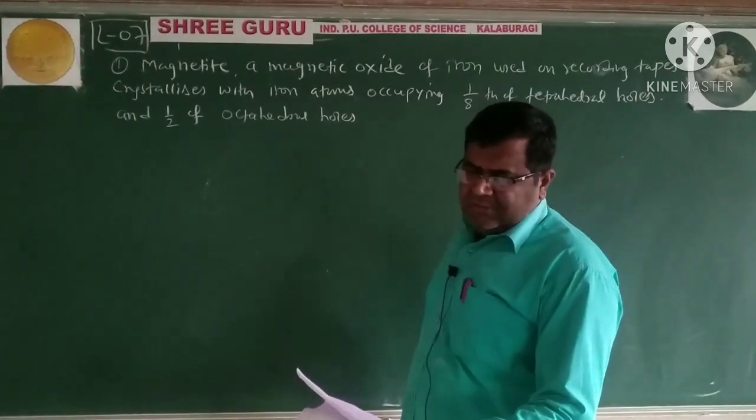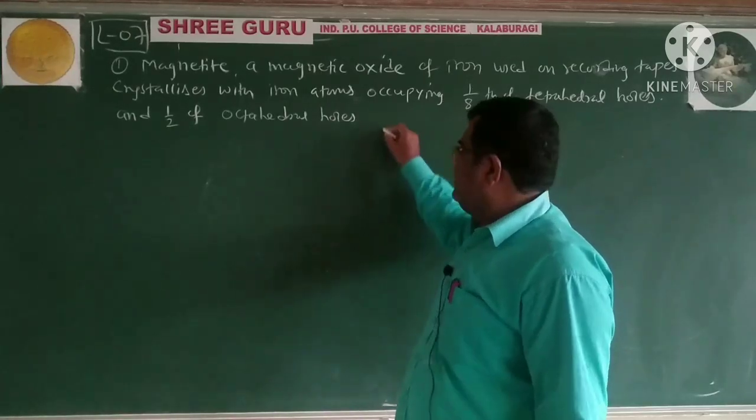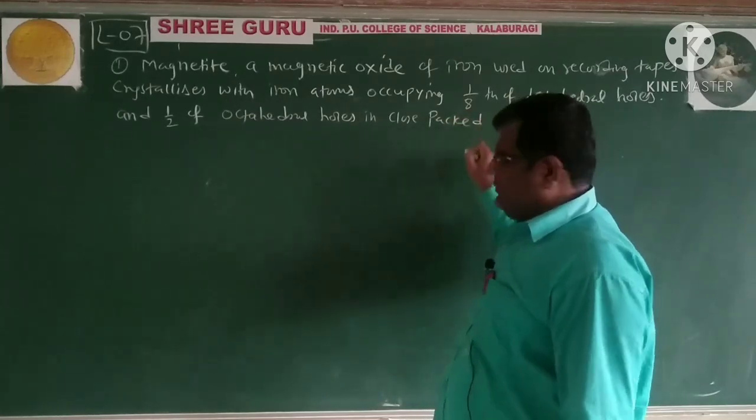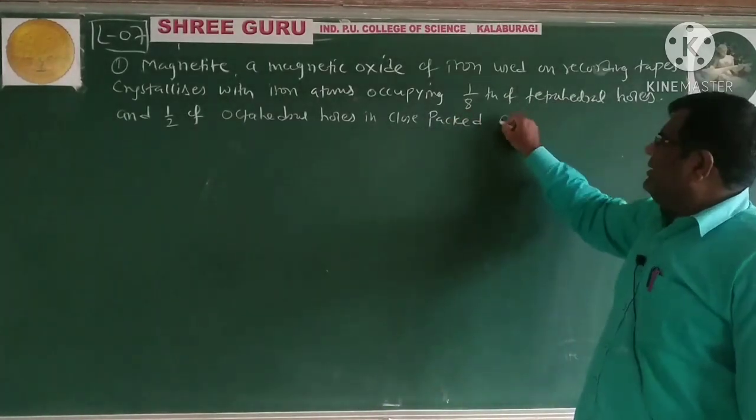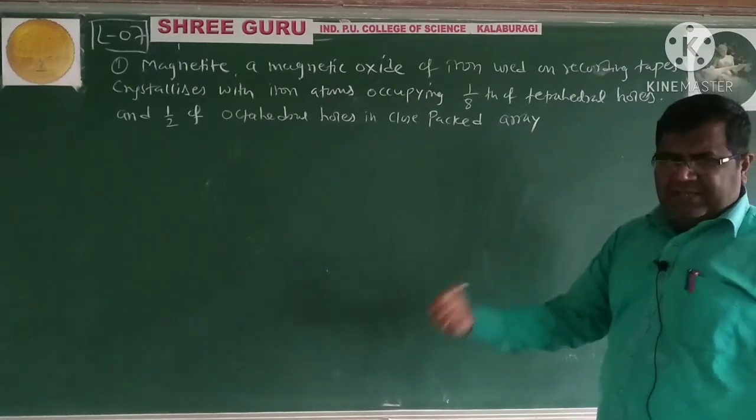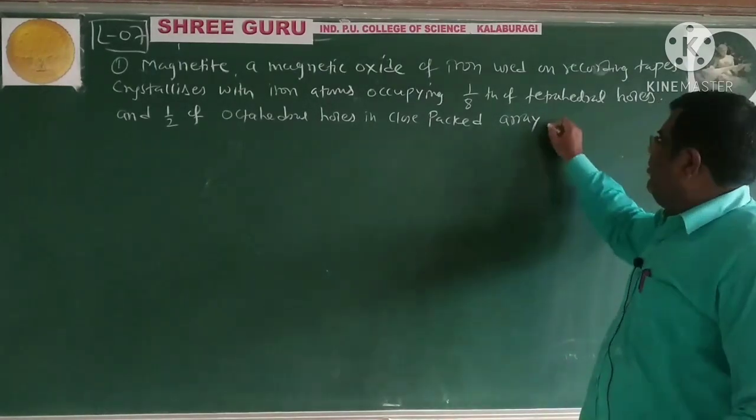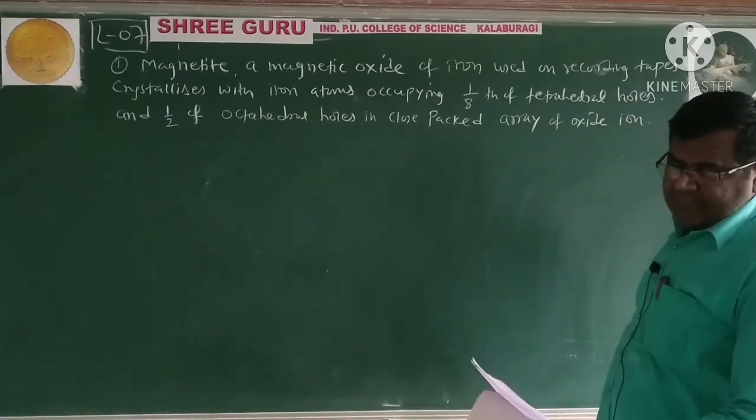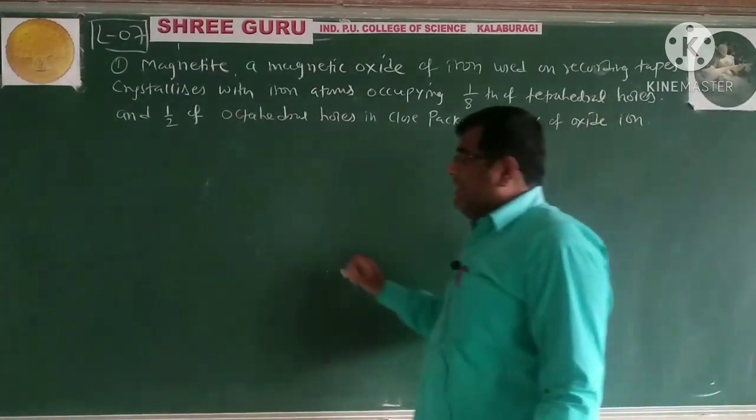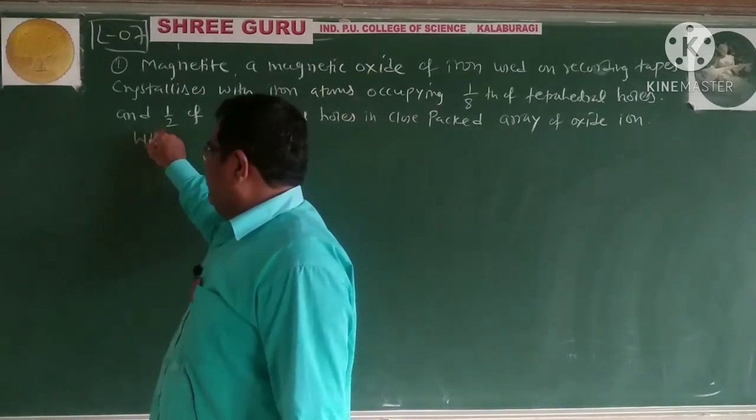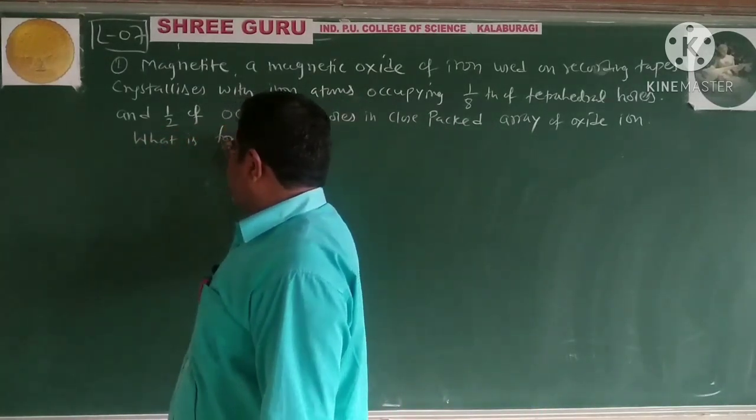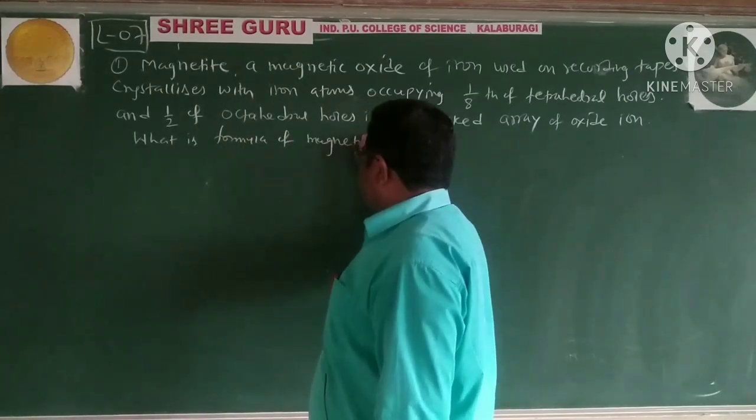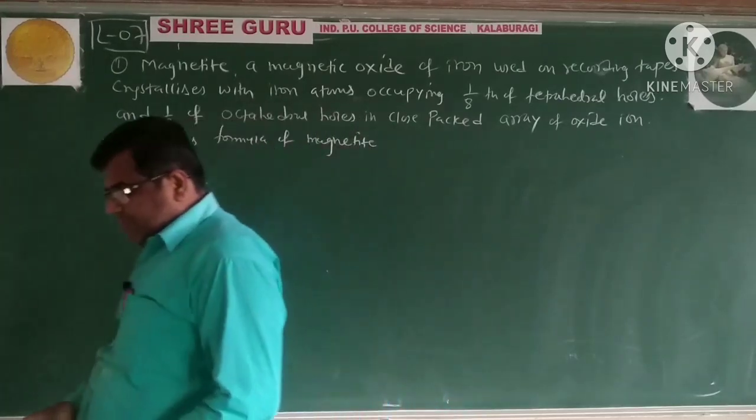In a closed packed array, meaning a regular arrangement of oxide ions, what is the formula of magnetite? So this is the question before us.